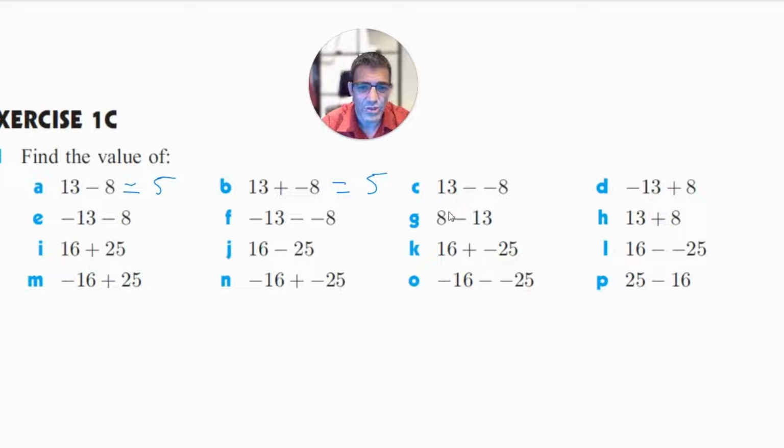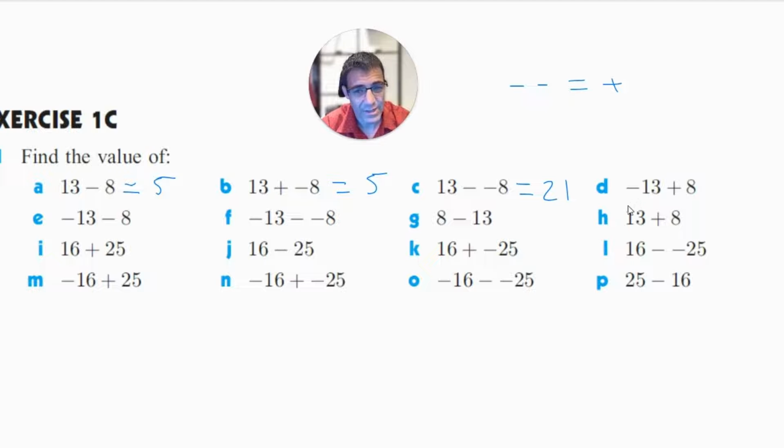Now here's something interesting. When you have minus minus, you can always say that minus minus is equal to a plus. So you can just change the minus minus into a plus here. When you have two negatives which are right in front of each other, boom, they merge together and they become a plus. So 13 minus minus 8 is 13 plus 8, which is 21. Okay, so far so good.